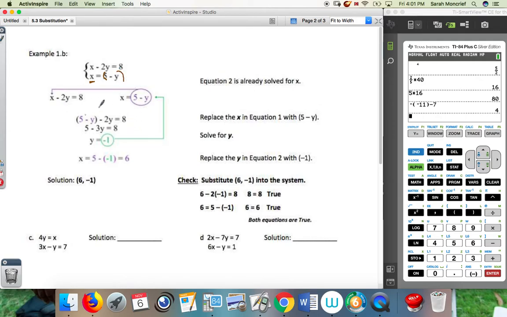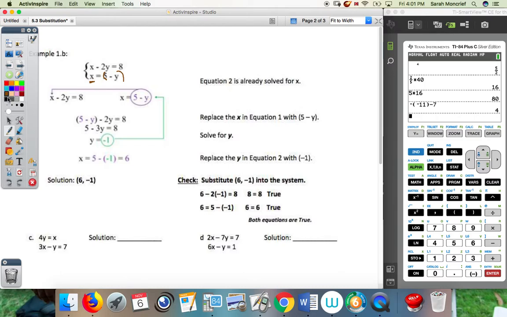And you kind of see that here drawn throughout the arrows. We separated them. We have x minus 2y is equal to 8, and x is equal to 5 minus y. All we're doing is taking this 5 minus y and putting it where we have x. Once we do that, it'll look more like this: 5 minus y minus 2y is equal to 8.